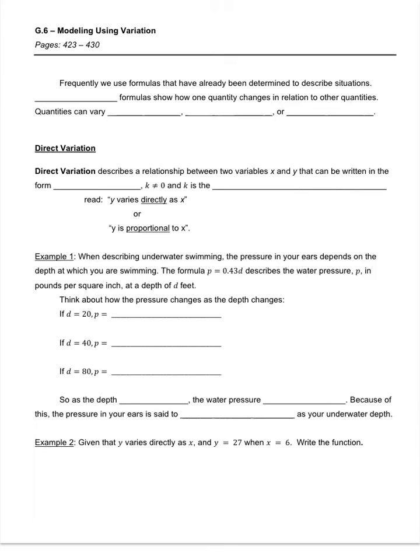Today we're going to talk about modeling using variation. Frequently we use formulas that have already been determined to describe situations. Variation formulas show how one quantity changes in relation to other quantities. There are three different ways quantities can vary.